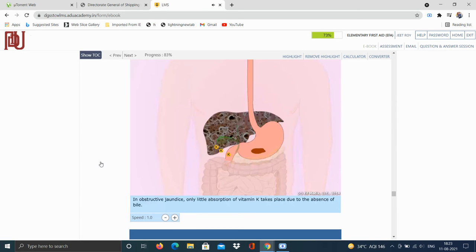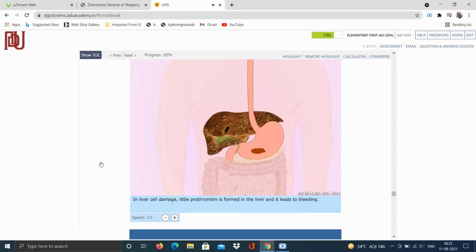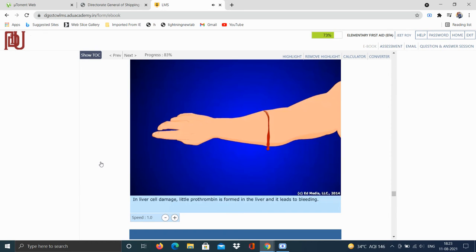In obstructive jaundice, only little absorption of vitamin K takes place due to the absence of bile. So there is no formation of prothrombin in liver and it leads to bleeding. In liver cell damage, little prothrombin is formed in the liver and it leads to bleeding.